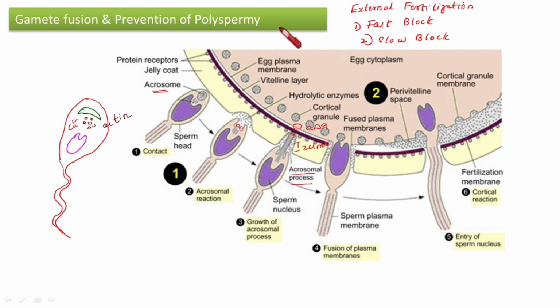Next I am going to explain how a slow block develops in the egg to prevent polyspermy. While the sperm membrane fuses with the egg plasma membrane, an enzyme named phospholipase C is released into the egg cytoplasm. What is this enzyme doing? This enzyme comes and cleaves a phospholipid. Its name, I will write here, is phosphatidylinositol 4,5-bisphosphate.